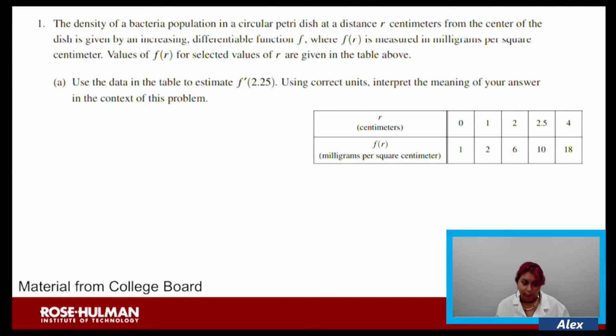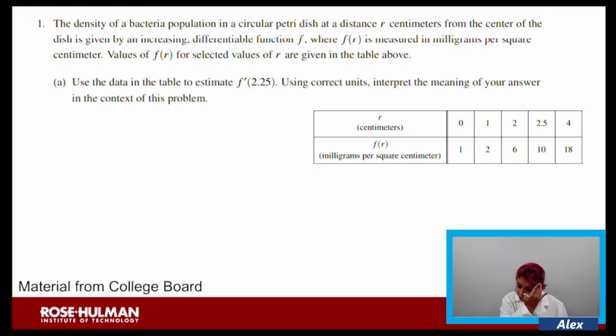So here we have an example of an AP Calc AB free response. It says the density of a bacteria population in a circular Petri dish at a distance r centimeters from the center of the dish is given by an increasing differentiable function f, where f(r) is measured in milligrams per square centimeter. Values of f(r) for selected values of r are given in the table above. Use the data in the table to estimate f'(2.25). Using correct units, interpret the meaning of your answer in the context of this problem.